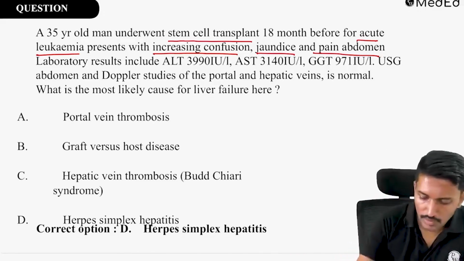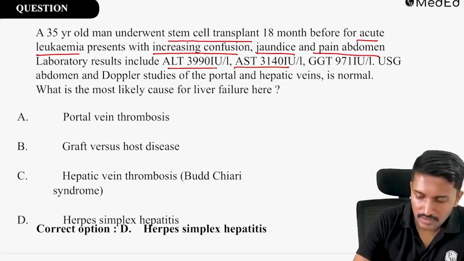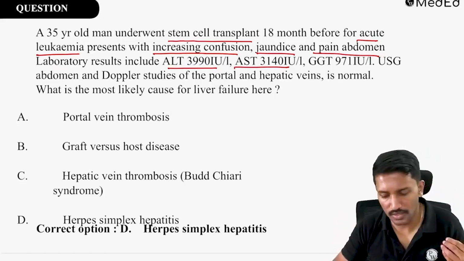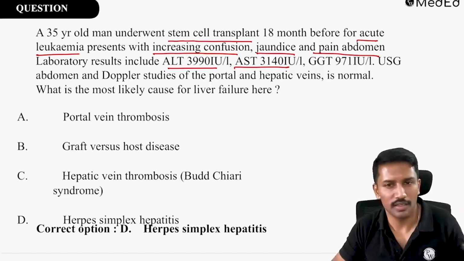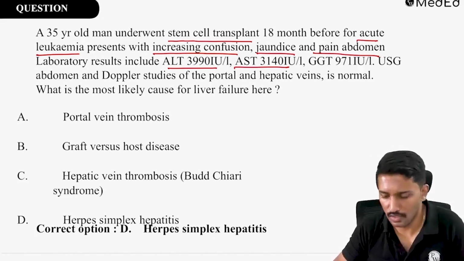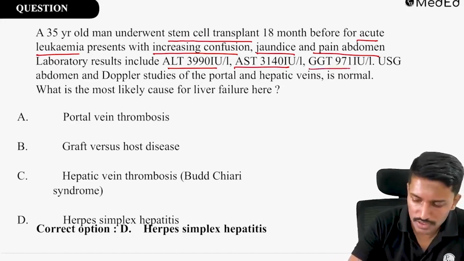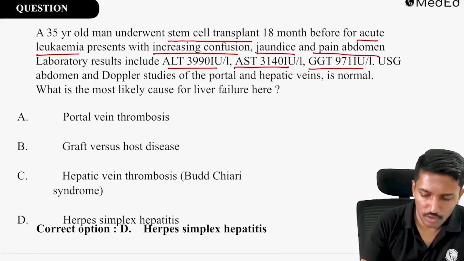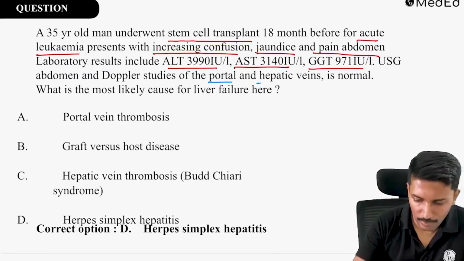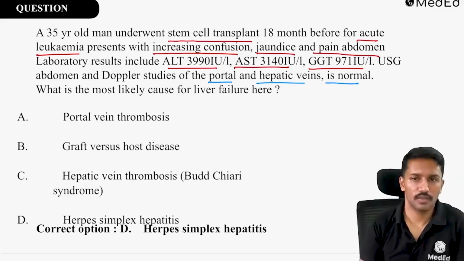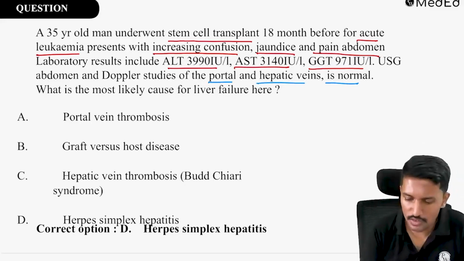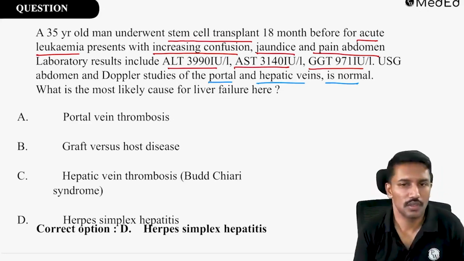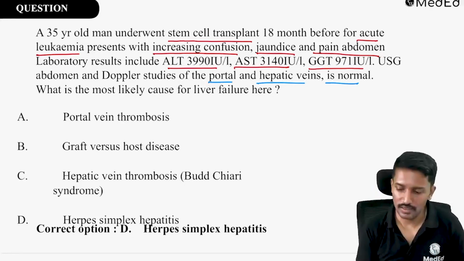Okay. Now laboratory results show ALT and AST which are grossly elevated. Normal upper limit is 40, so you can say that the elevation is in terms of 50 or 100 times the upper limit of normal, and GGT is also grossly elevated. But when this patient's USG abdomen and Doppler studies are done, portal and hepatic veins are normal, right? So when portal vein and hepatic vein is normal, I can say that there is no portal hypertension, and it is also not because of the right heart dysfunction.